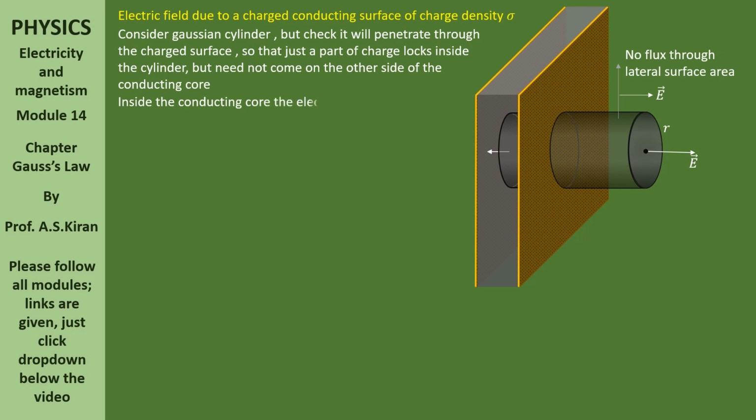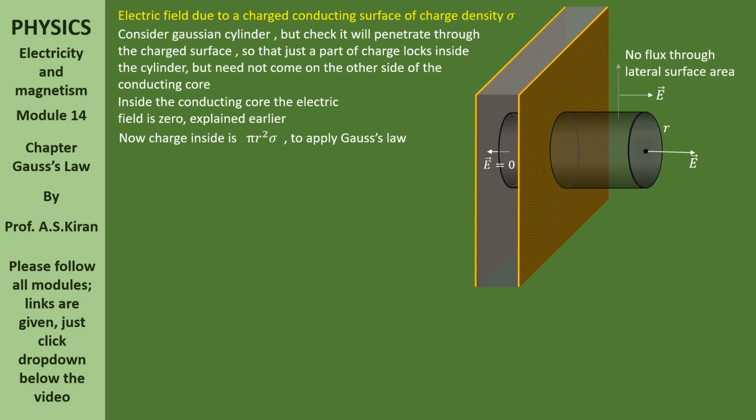Now, inside the conducting core, the electric field is 0, as explained in the earlier modules. So with respect to this Gaussian cylinder, there is a right side lid, a lid inside the core, and a lateral surface area. Now, how much is the charge locked inside that Gaussian cylinder? Through what surface is the Gaussian cylinder being penetrated? Through the area pi r square.